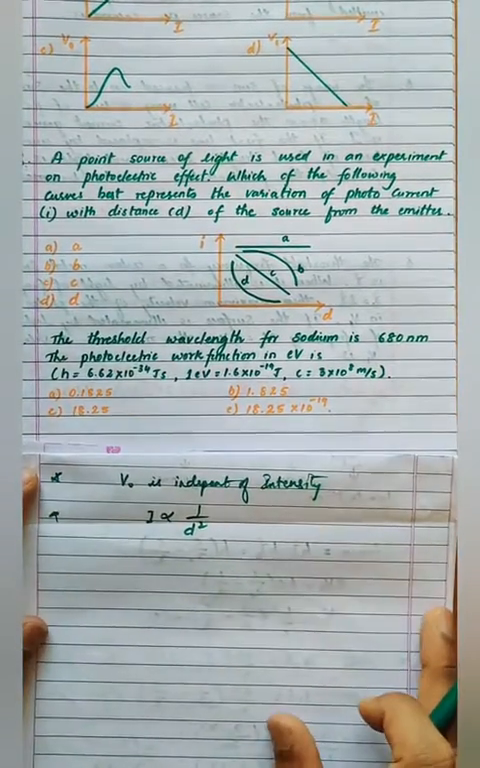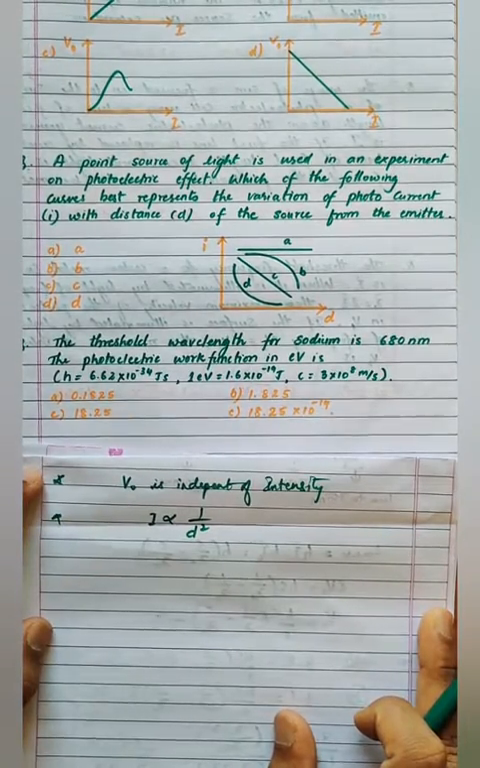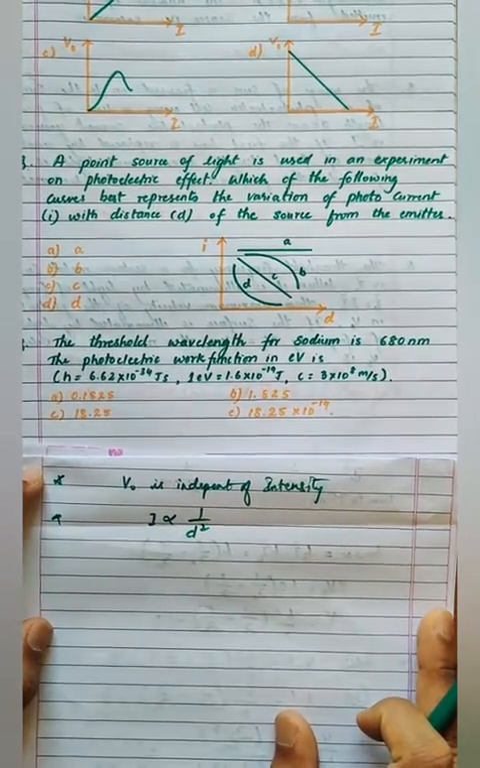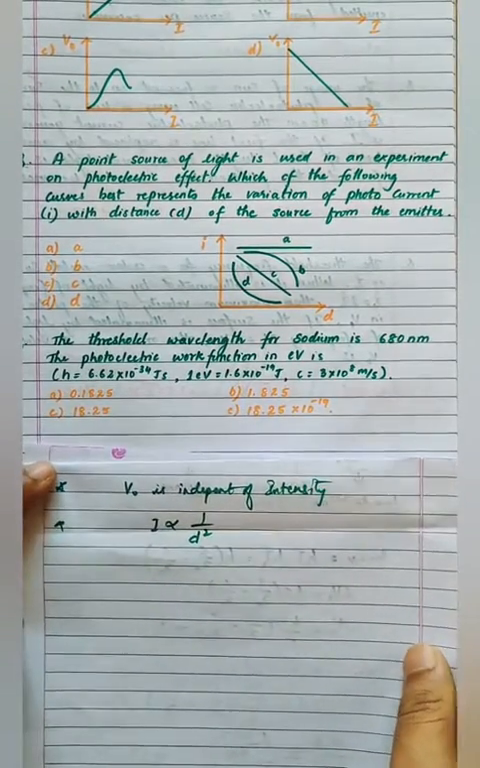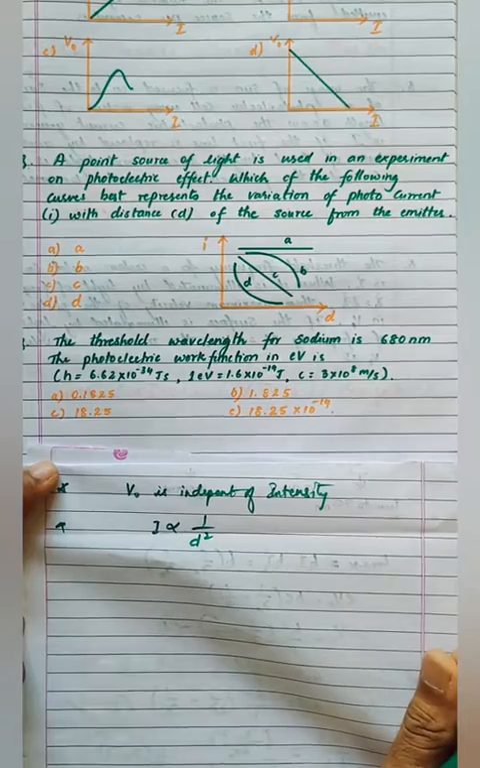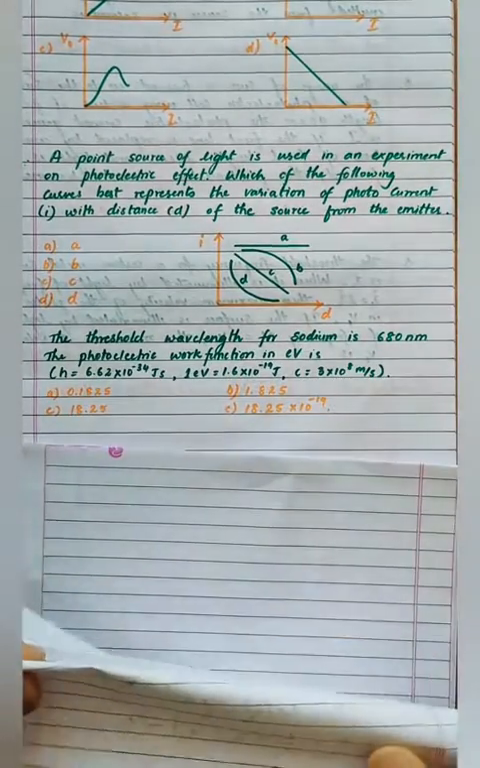Right, look at this. The threshold wavelength for sodium is 680 nanometer. The photoelectric work function in electron volt is? They have given so many extra data, which are constants that you know already. Okay, so let us solve this. A lot of approximation is required in this. We'll try to solve.